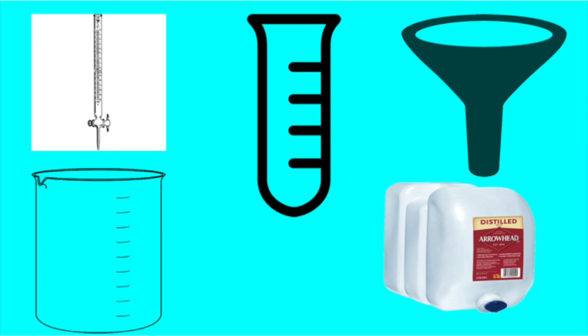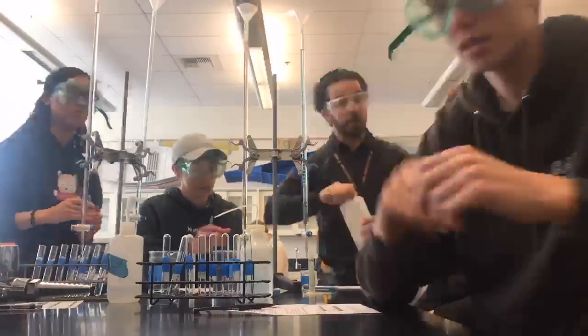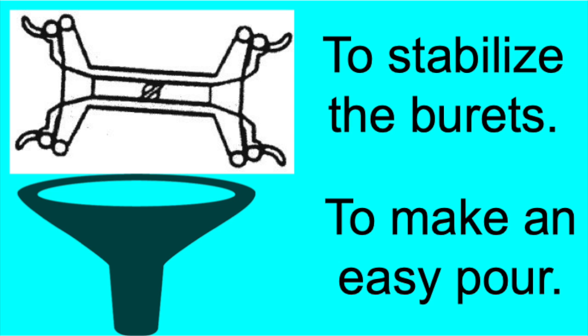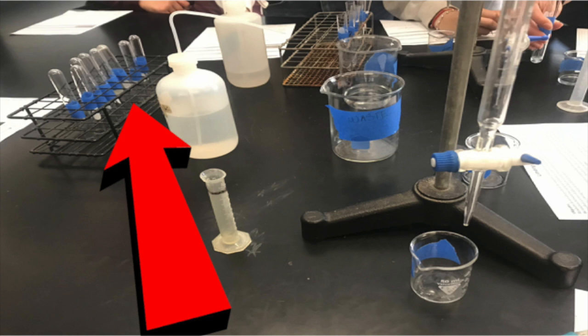Next, it called for us to fill up 2 burettes with 0.2 moles potassium hydroxide and 0.1 mole copper 2 sulfate. In order to do this, we used a clamp to stabilize the burette and a funnel to make sure of an easy pour inside of it. We then labeled the test tubes to organize the lab even more.